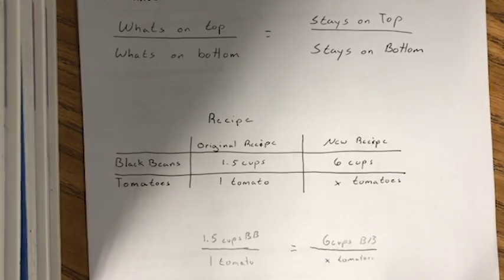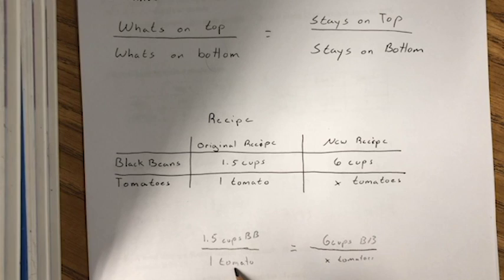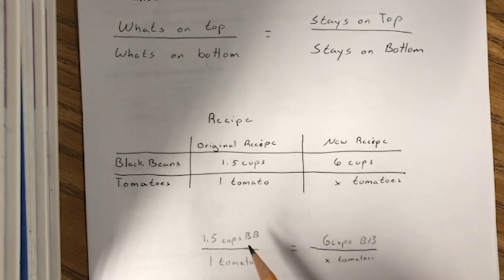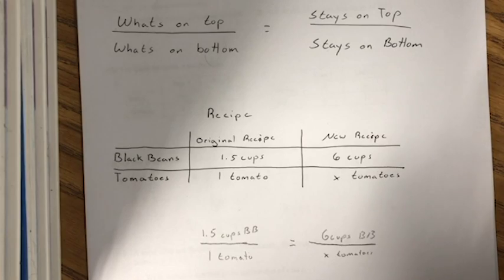Now look at something else here. What's on top? Black beans. What stayed on top? Black beans. What's on bottom? Tomatoes. What stayed on bottom? Tomatoes. What do I know? 1.5 cups of black beans and 1 tomato will make my recipe. What do I want to know? If I have 6 cups of black beans, how many tomatoes will I need to make a new recipe? What I know, what I want to know. What's on top, stays on top. What's on bottom, stays on bottom.